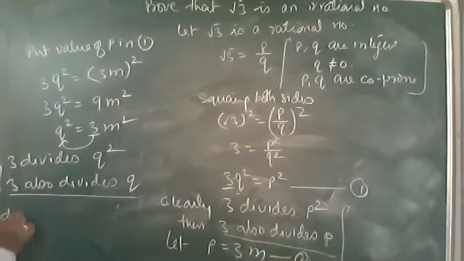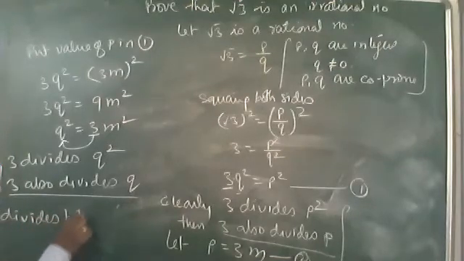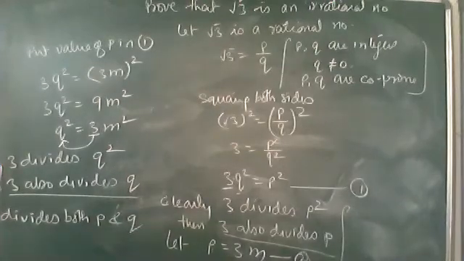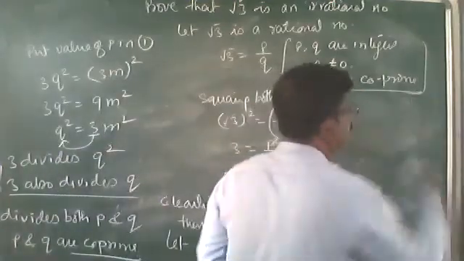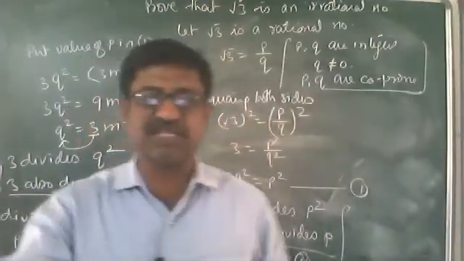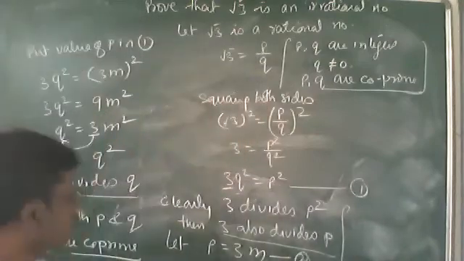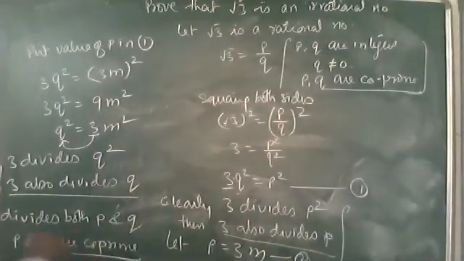Therefore 3 divides both p and q. It is dividing p as well as q. Both are divisible by 3. But p and q we have taken as co-prime. Co-prime means nothing is common in them except 1. But here we are getting that p and q have a common factor 3. We are getting a contradiction.